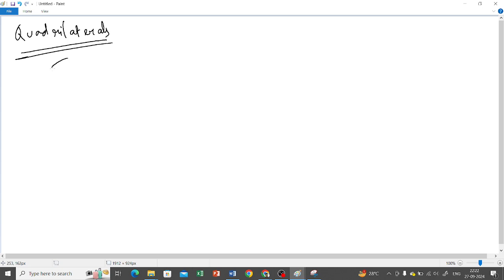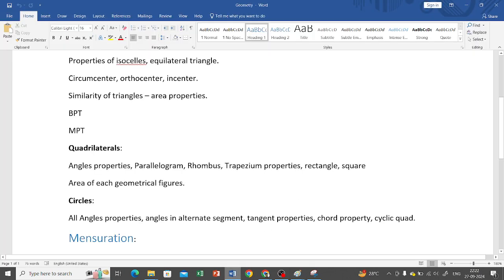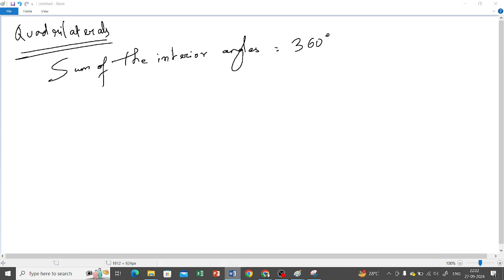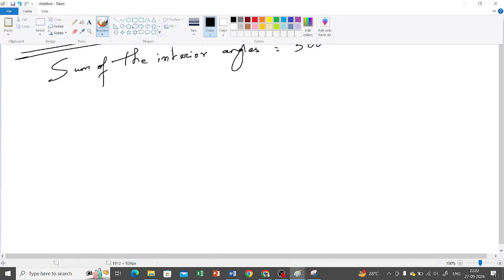What is the sum of interior angles of a quadrilateral? 360 degrees. The sum of the interior angles of a quadrilateral is 360 degrees always. So the angle property is that the sum of the interior angles of a quadrilateral is 360 degrees. Now we will come to parallelogram.